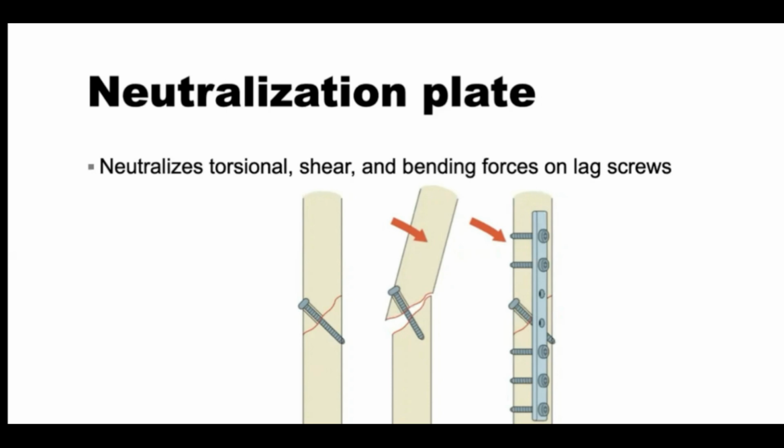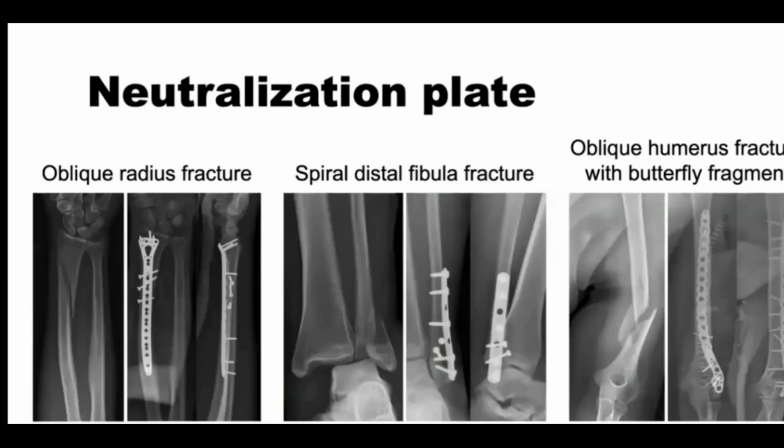And this is simply called a neutralization plate. And so here's a couple examples. These are all interfragmentary compression screws right here, or lag screws. We're using the lag across the fracture site. And these are just examples of some neutralization plates. So plates with screws proximally and distally on either side of the fracture that then give additional stability to the fracture site and help protect the screws from these other forces: torsional, bending, and shear forces.